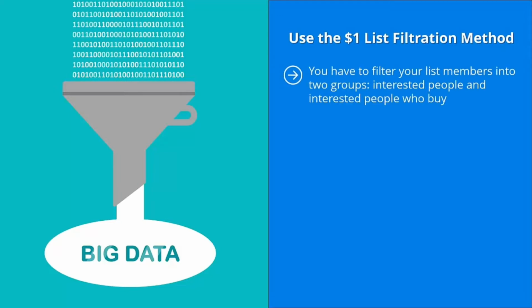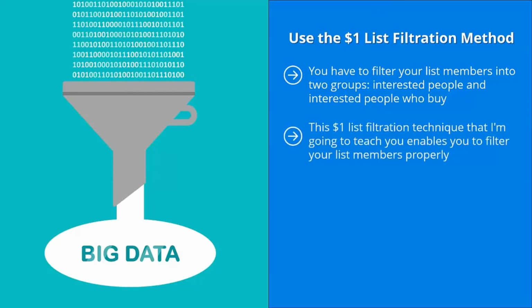You have to filter your list members into two groups, interested people and interested people who buy. These are two totally different groups of people. Now, please understand that just because people open your emails religiously, it doesn't necessarily mean that they would buy from you. Like I said above, maybe you did not present your case properly. Maybe you did not qualify them properly. This $1 list filtration technique that I'm going to teach you enables you to filter your list members properly.